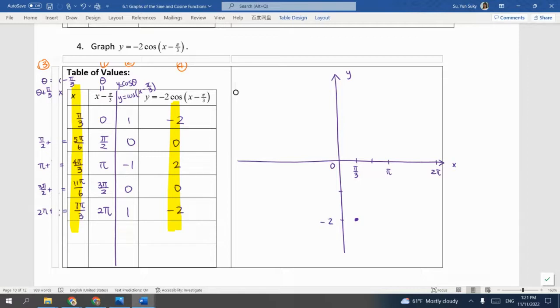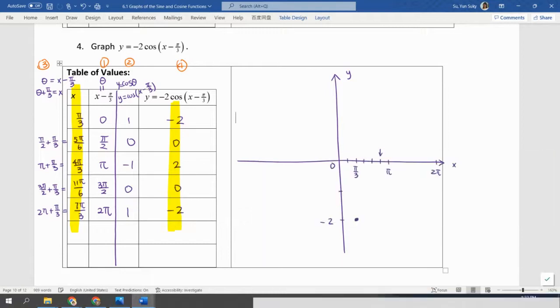And then when x is 5 pi over 6. You know, 5 pi over 6 is like you divided pi into 6 pieces, and it is right here. So this is 5 pi over 6 right here. And it's 0. Is that okay, everybody? You divided pi into 6 pieces, and then 5 pi over 6 right here. Okay? Next, 4 pi over 3.